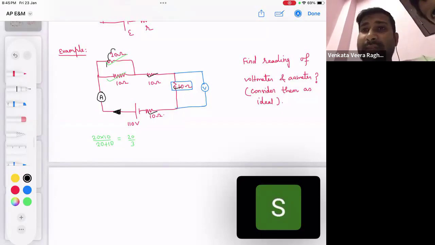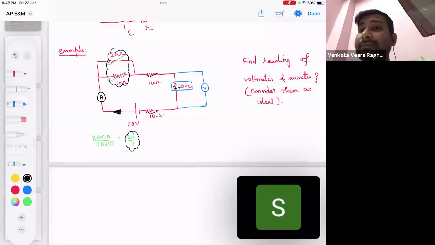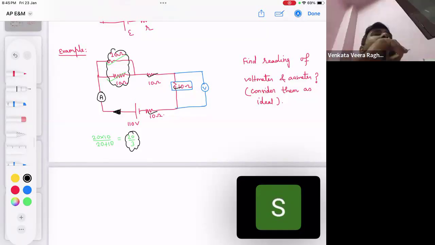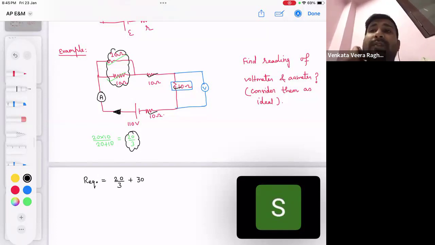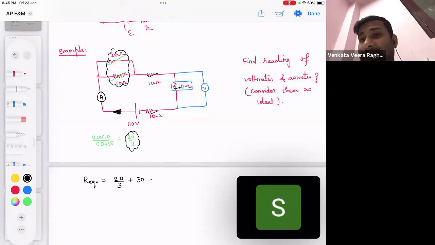And whatever the resultant of these two will come, which I got as 20 by 3, can I say this 20 by 3 is connected in series with the other 30 ohm? So the R equivalent of the circuit, how much will it become? It will become 20 by 3 plus that other 30 ohm. So this 20 by 3 and 30, how are they connected? They are connected in series. So what are we getting? 3 into 30, 90 plus 20, 110 by 3 ohm we got.